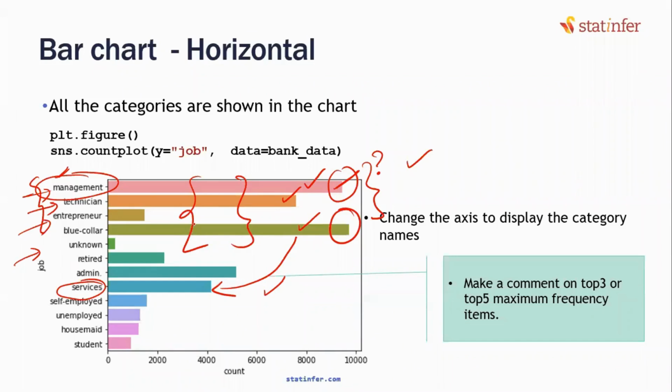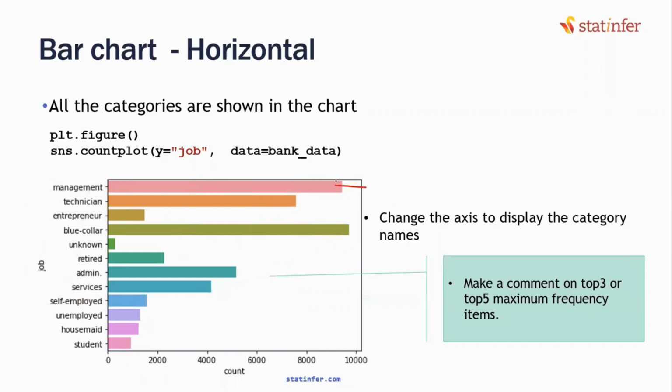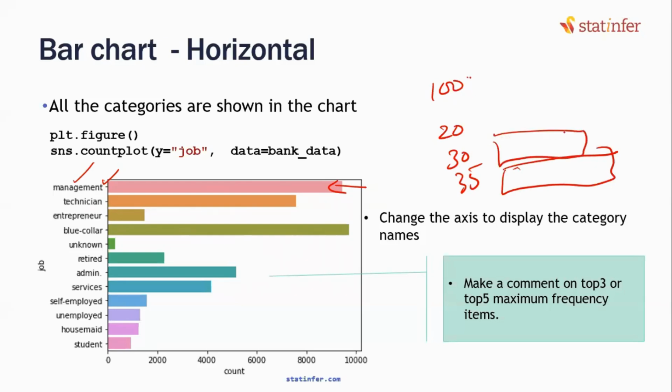Are you with me? So this is a very simple one. Bar chart. For every category, you will create a bar. And what is the length of the bar? I think all of you know that, right? The length of the bar is the number of times it has appeared. So let us suppose there are 100 records. Out of them, management has come 20 times, technician 30 times, and entrepreneur, let's say, 35 times. Then entrepreneur will have a larger bar, and then a slightly smaller bar for this one, and a slightly smaller bar for this one.